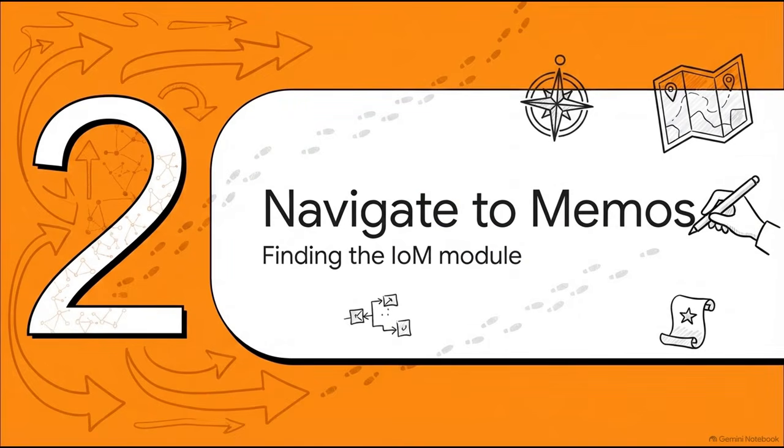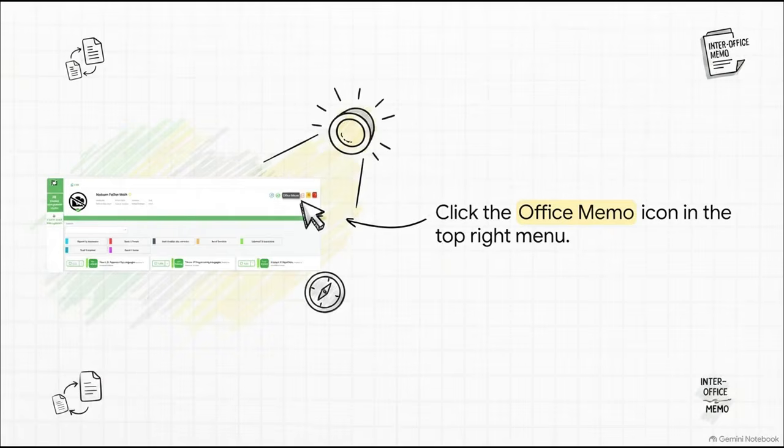Moving right along, Section 2, navigating to Office memos. And this brilliantly illustrates your main portal interface. I want to direct your attention specifically to the top right corner of the dashboard. See that row of small icons? You are hunting for the dark gray button labeled Office Memo. Just give that a quick click to launch the module.